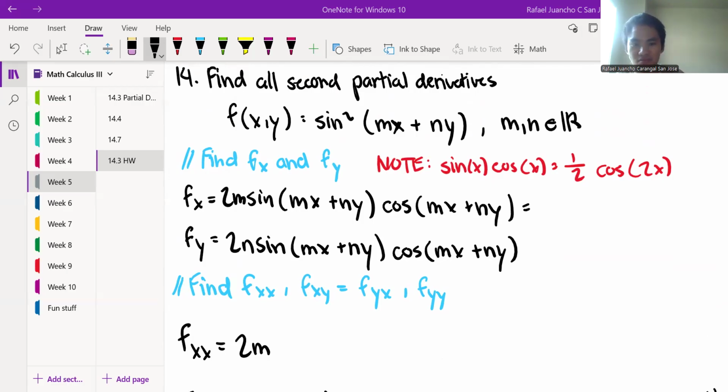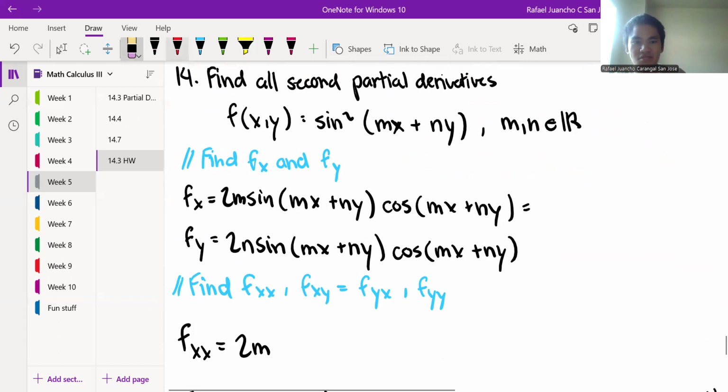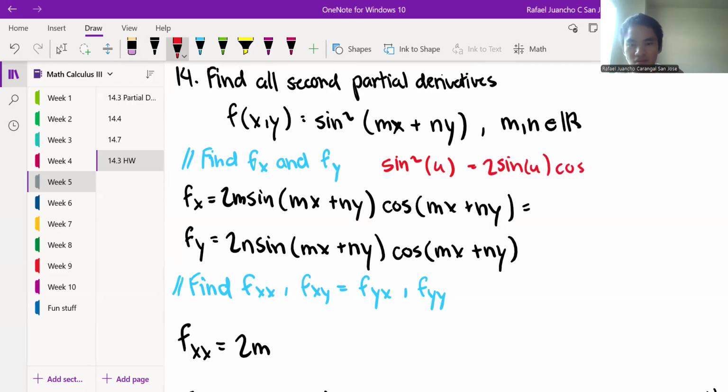my sine squared, right? So it's not even this. My sine squared, let's just call it u, where u is mx plus ny. And when I take its derivative, I get 2 sine cosine, right? And I take its derivative again. No, I don't take the derivative. This is the same as sine 2u.